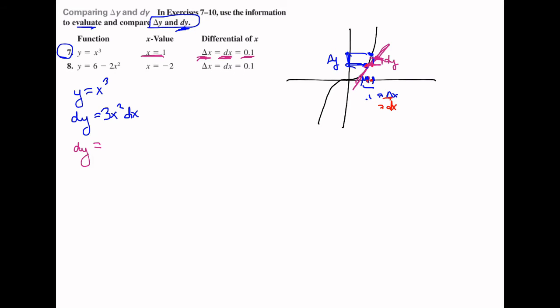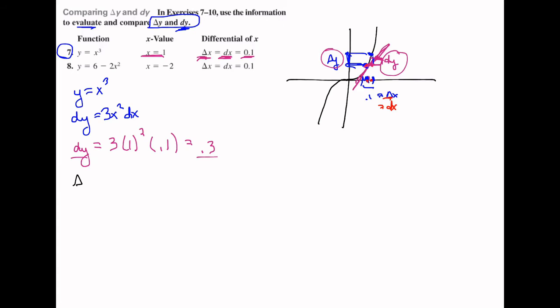dy is 3 times x squared times dx. And that's 3 times 1 times 0.1, which gives you 0.3. So this value right here is 0.3. That's going to approximate this value. Now you could see this one looks a little bit bigger, right? So let me show you how to get delta y, and hopefully we'll notice that it's a little bit bigger.